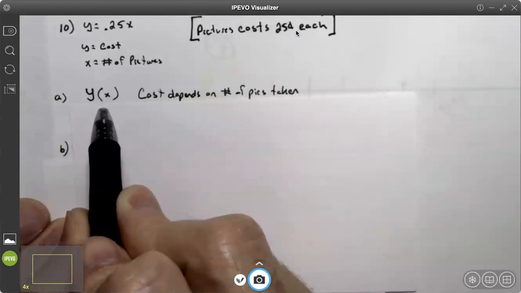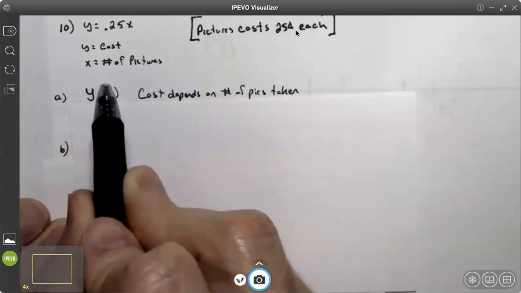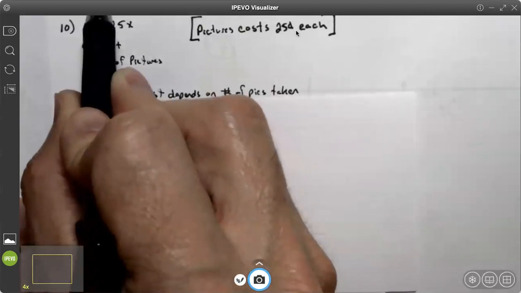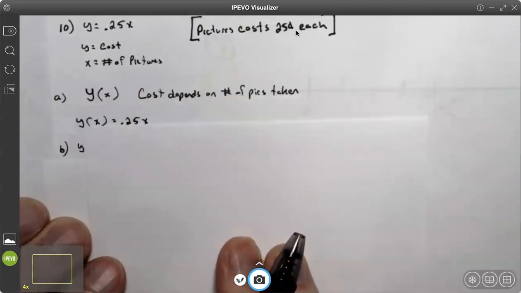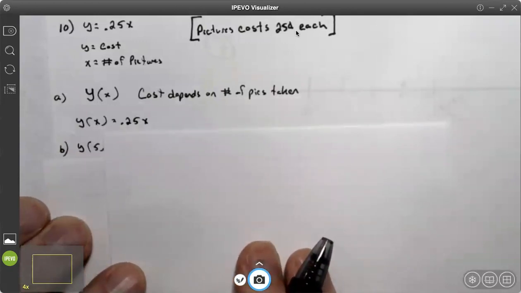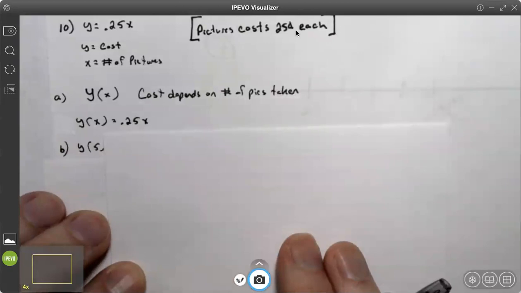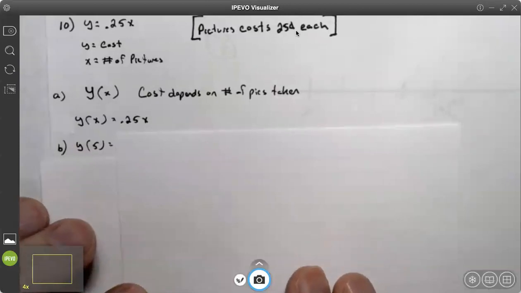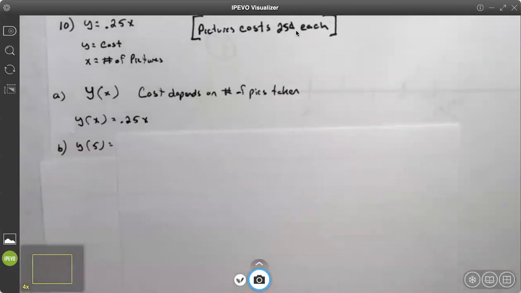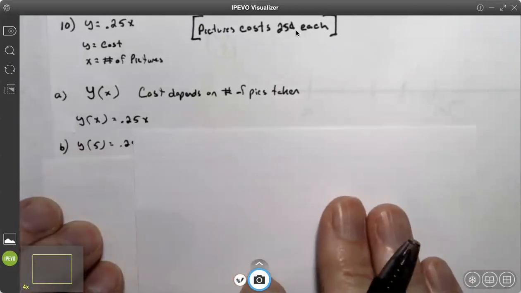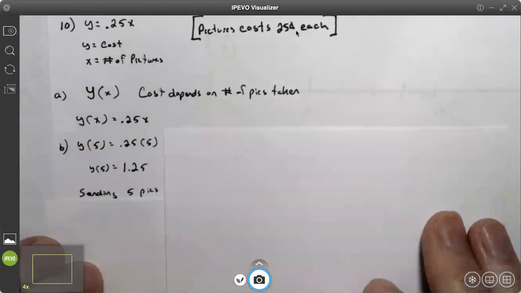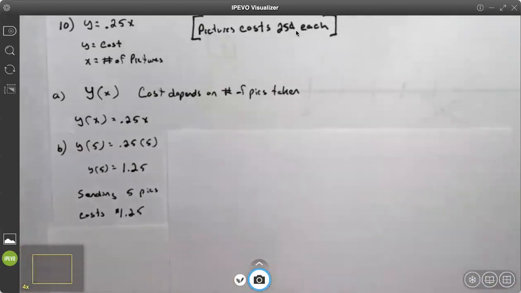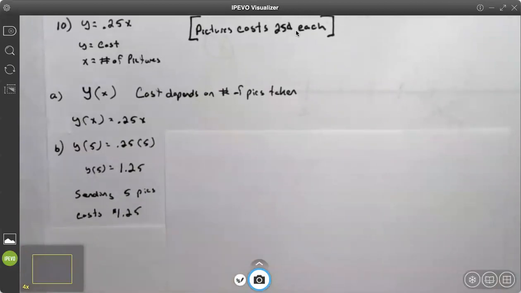If we drew a quadrant 1 graph, your x-axis would be number of pictures taken and your y-axis would be total cost. All right, if y of x equals 0.25x, find y of 5, which means how much does it cost to take 5 pictures? So you would plug 5 in place of x, work it out, and your answer is $1.25.